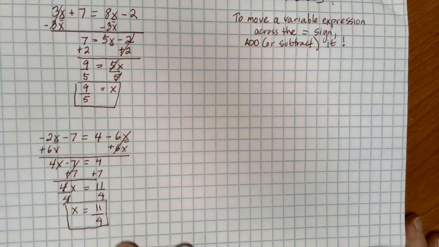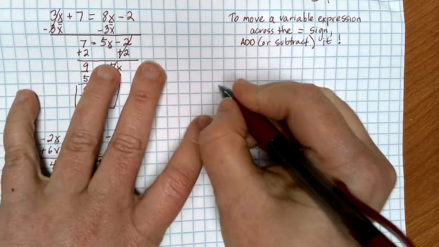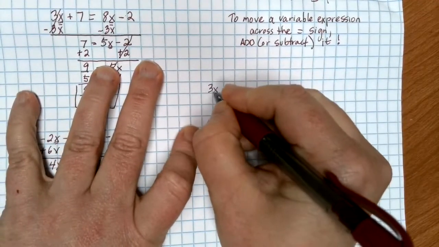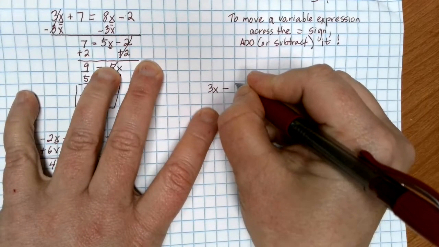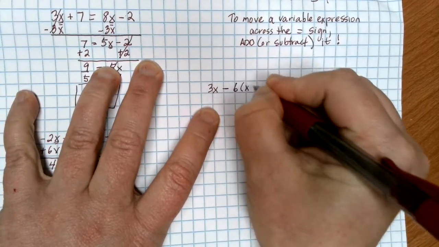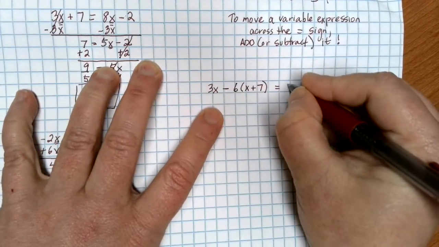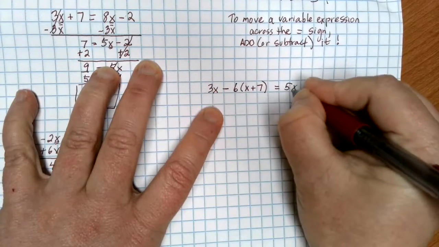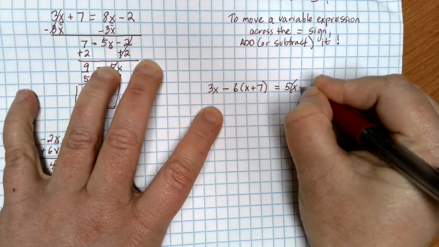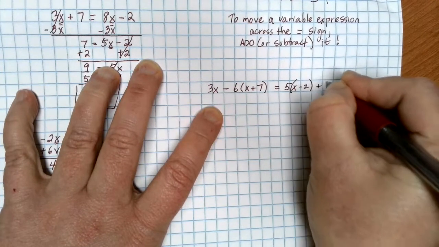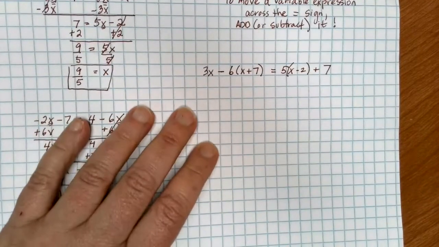All right, so this is our basic process. Once we have this down, we can solve some crazy looking equations. Let's do something fun here. Let's suppose that we have 3x minus 6 times x plus 7 equals 5 times x minus 2 plus 7.